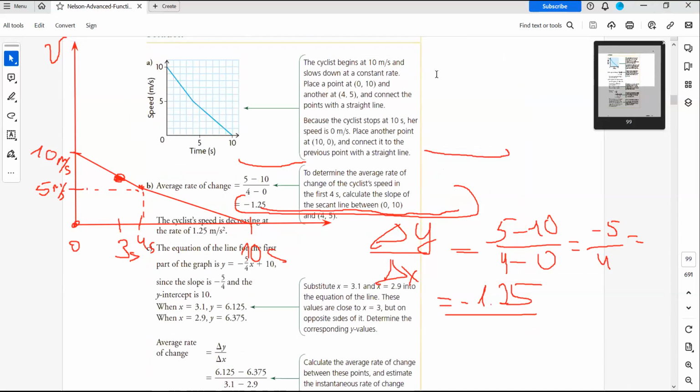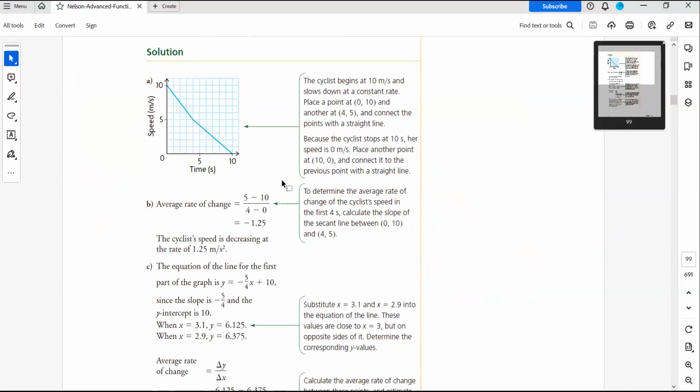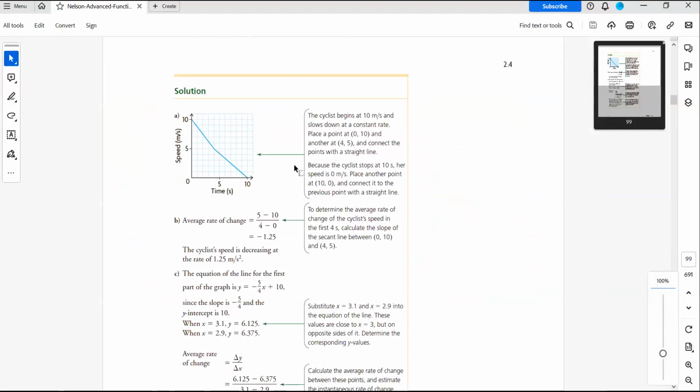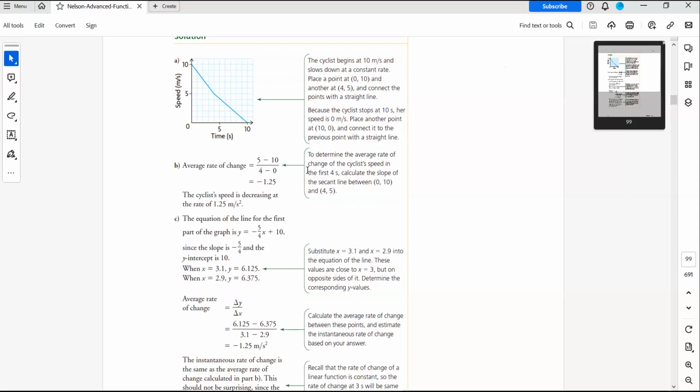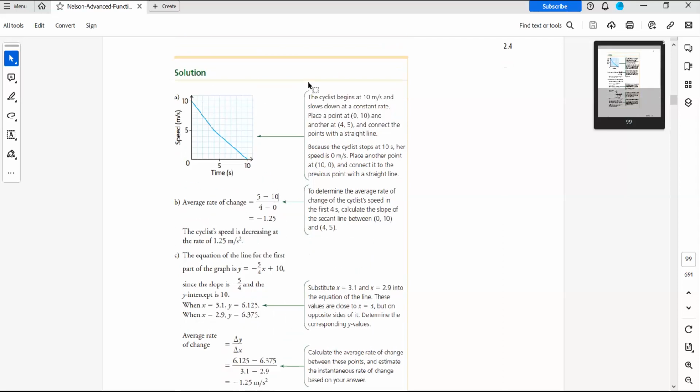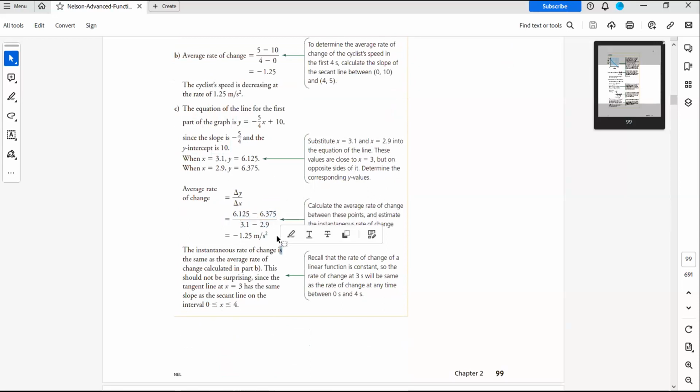Here's the solution that they suggest. You can see that here they actually calculate the approximation for instantaneous rate of change, right? But they come to a result that the instantaneous rate of change is the same as the average rate of change calculated in part B. This should not be surprising since the tangent line at x equals 3 has the same slope as the secant line on the interval from 0 to 4.